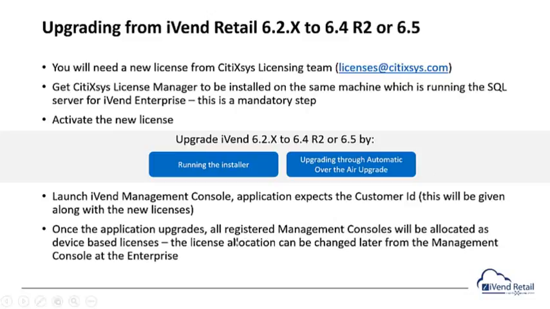Once you're done with this, you launch iVend Management Console. The application expects the customer ID. Customer ID is something which is provided to you by the licensing team along with the license that you get. So you would already have the customer ID when you get the new licenses from the licensing team. And once the application upgrades, all the registered Management Consoles will be allocated as device-based licenses. And the license allocation can be changed from the Management Console at the enterprise level.